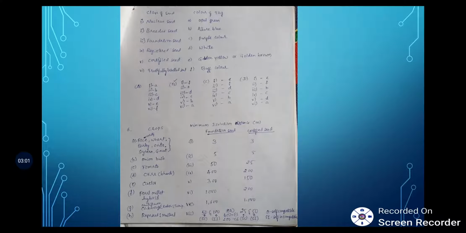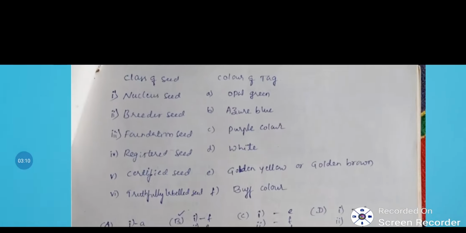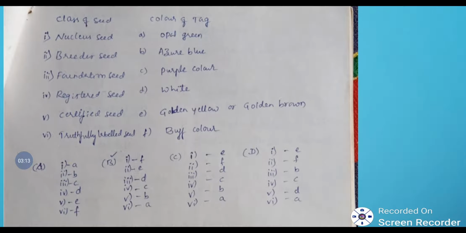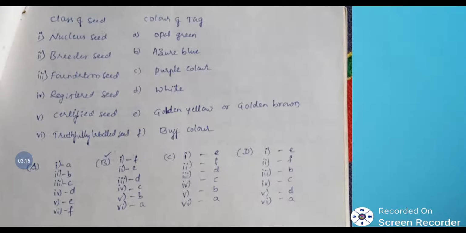The fifth one is classes of seeds and their color of tags. Here, first one is nucleus seed. Nucleus seed has buff color. After matching, I am telling you, nucleus seed is having buff color tag. Breeder seed, as you know, this is very popular, that has golden yellow or golden brown tag. Foundation seed has white tag. Registered seed has purple color tag. Certified seed has azure blue tag, and truthfully labeled seed has opal green.